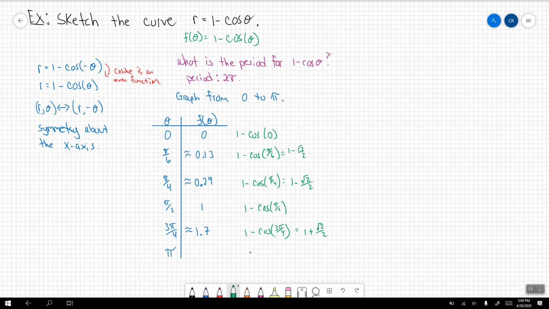And then finally pi, 1 minus cosine at pi. Cosine at pi is going to be negative 1, so this should be 1 minus negative 1, which naturally gets us 2. Perfect. So now that we have this, we can start graphing what we need. I'm going to get a polar coordinate grid going here, and then we'll start showing the graphing in just a bit.